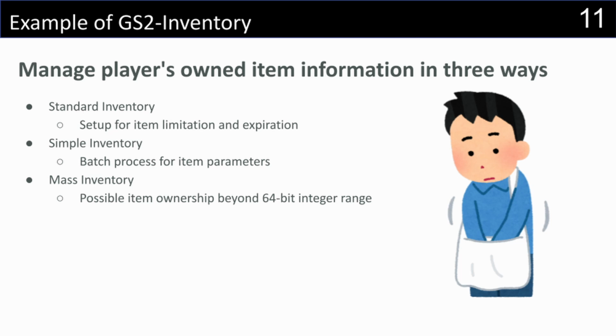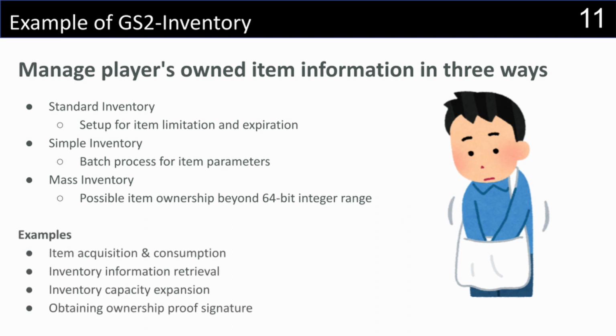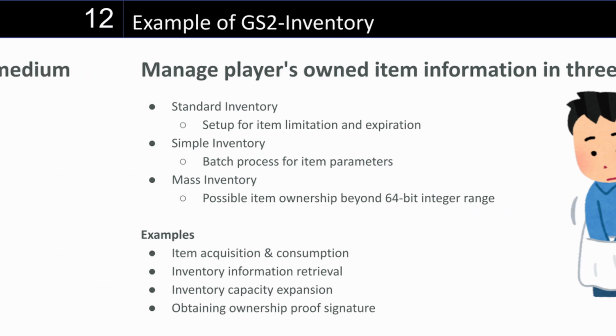The mass inventory is capable of holding items that exceed the range of a 64-bit integer. This is particularly useful when you need to manage quantities that surpass what other inventories can handle. Invocable API procedures include basic tasks such as item operations and retrieving inventory information, as well as acquiring a proof of possession signature to confirm that a particular item is owned by a player.